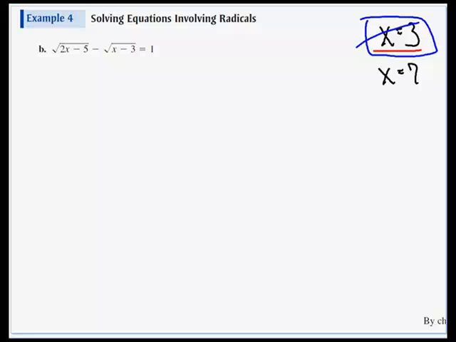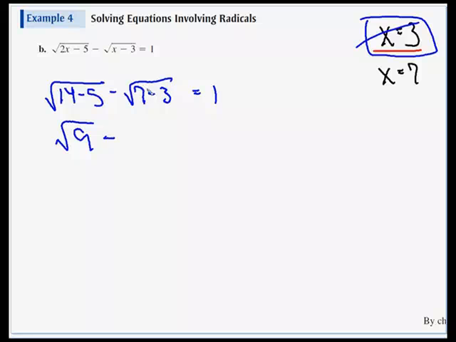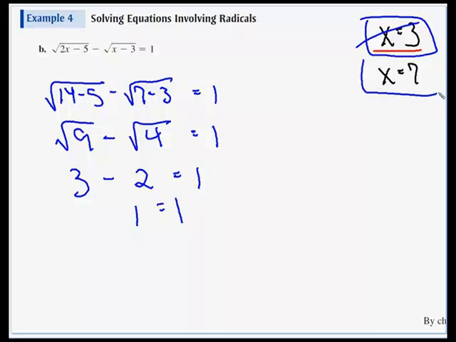So hopefully 7 works out. Under the radical, 2 times 7 will be 14 minus 5, and then minus the radical of 7 minus 3. Does that equal 1? Well, the first radical, 14 minus 5 is 9. 7 minus 3 under the second radical is 4. Square root of 9 is 3. Square root of 4 is 2. Is 3 minus 2 equal to 1? You bet it is. So that is our good answer. x equals 7.